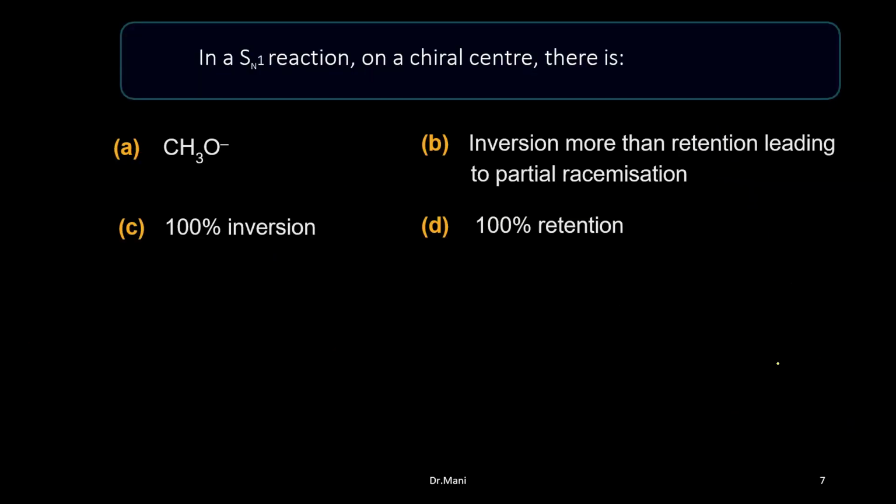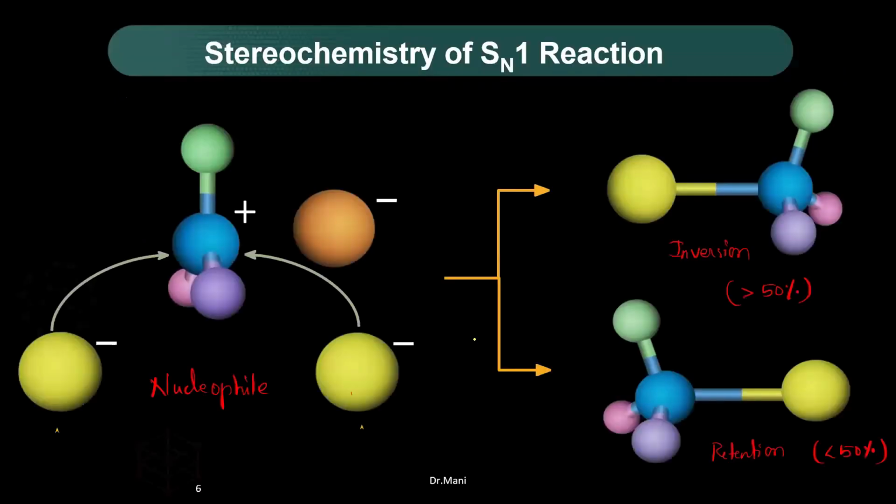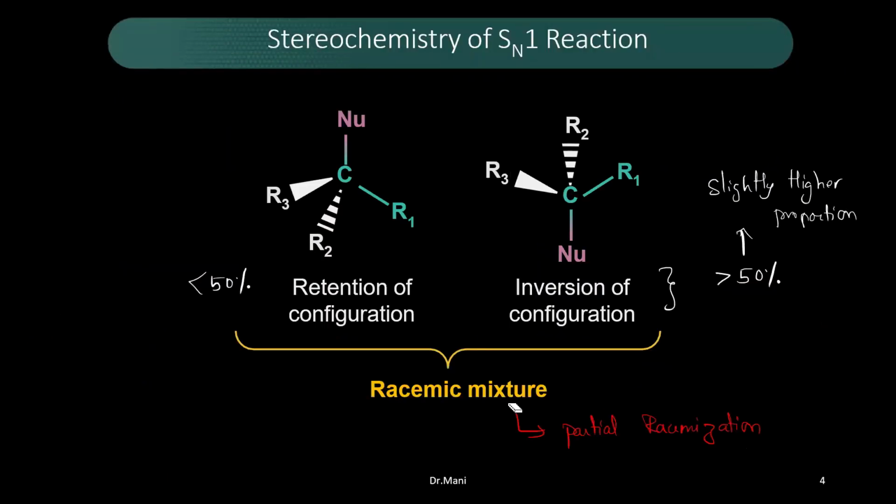Now that is the basic question. In an SN1 reaction on a chiral center, what will be the result here? It's inversion more than retention. That's leading to partial racemization, which I just told you.